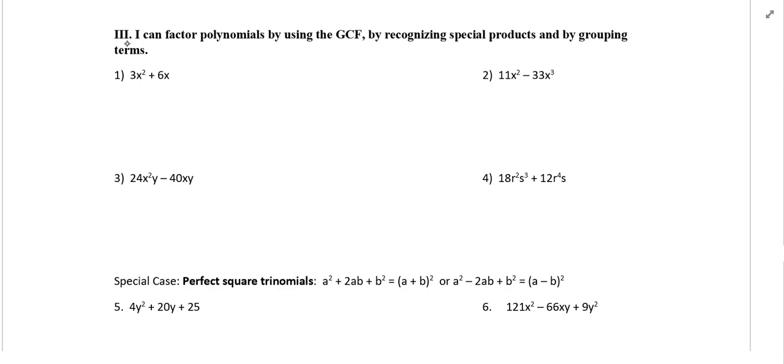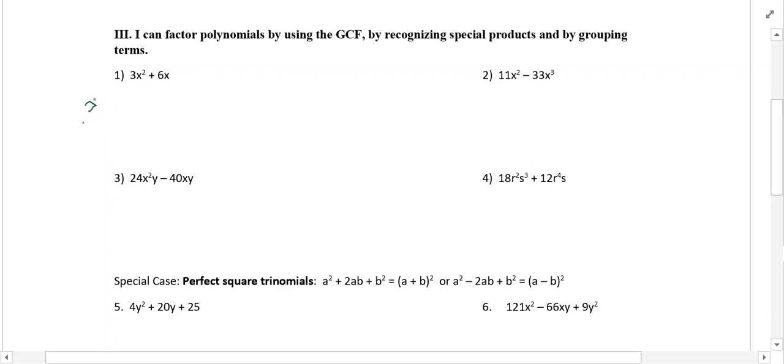All right, so let's take a look here. It says, I can factor polynomials by using the GCF, the greatest common factor, by recognizing special products, and by grouping terms. All right, so let's take a look at this one. First you want to ask, is there a GCF? Between 3x squared and 6x, is there a greatest common factor? Yes. 3x squared and 6x have a GCF of 3x. So you want to go ahead and factor that out.